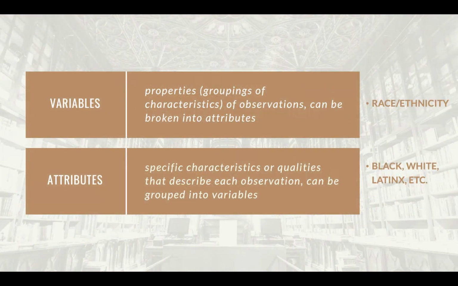Every observation under investigation has many variables, and each variable has many attributes. What's going on? Variables are the properties or groupings of observations. Sex, gender, race, age, those are variables because they're clusters. However, the attributes are the specific characteristics that describe each observation uniquely and can be grouped into variables. So this is the breakdown. For example, a variable would be race or ethnicity. However, attributes are the things that make variables vary. Attributes can be Black or white or Latinx or Native American for race.